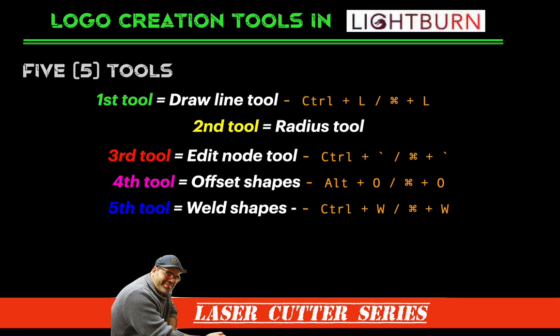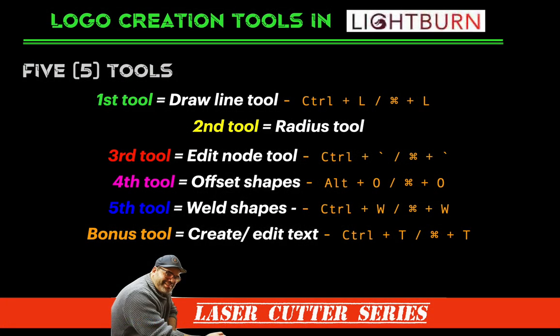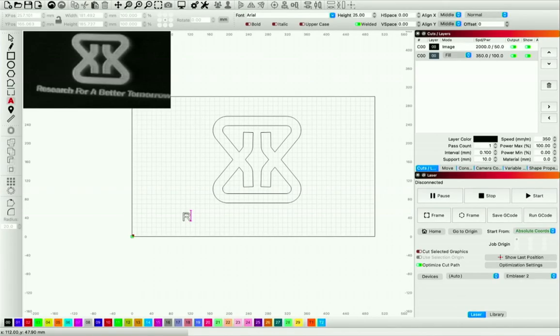Now for a bonus, you don't have to do this because we were using this exercise to create a logo. But as a bonus, we can actually use the text tool. And for the finishing touches, we can write in here, research for a better tomorrow. And we can actually place that low here.